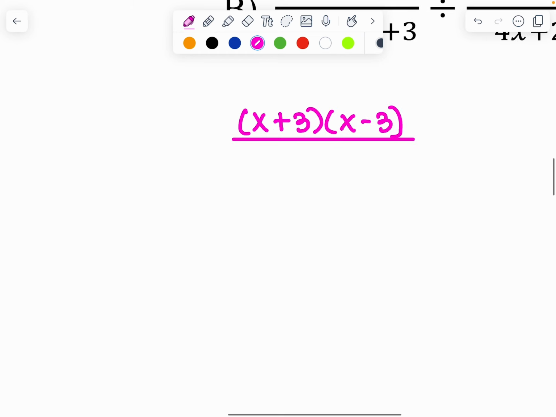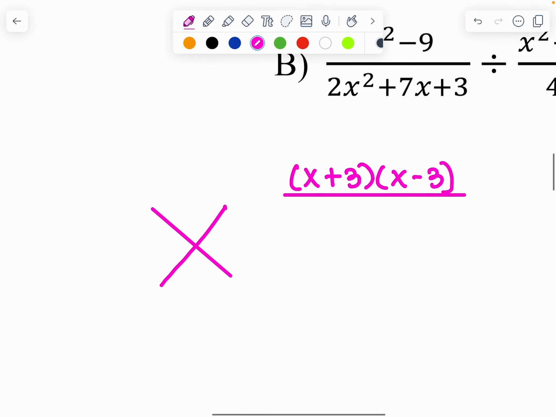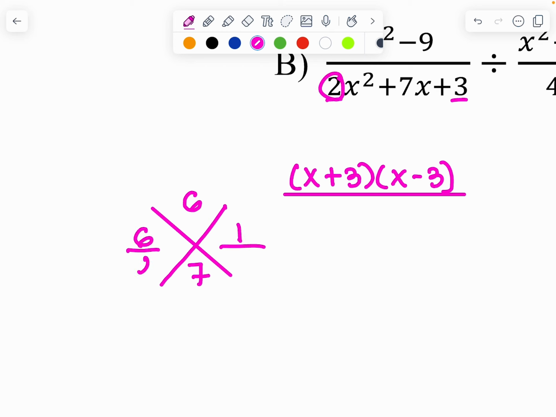And then the denominator, I'm gonna use my organizational x here. And then in the top of this, I'm gonna put a times c. A is 2, c is 3, so that's 6. B is 7. I'm looking for 2 numbers that multiply to give me 6 and add to give me 7, which are 6 and 1. I'm gonna divide by a, which is 2. Notice 6 over 2 is simplifiable to 3 over 1, and then I'm gonna go bottoms up. This is x plus 3, and this is 2x plus 1.